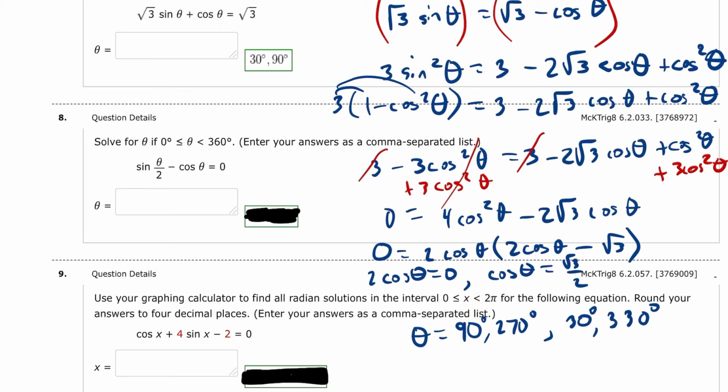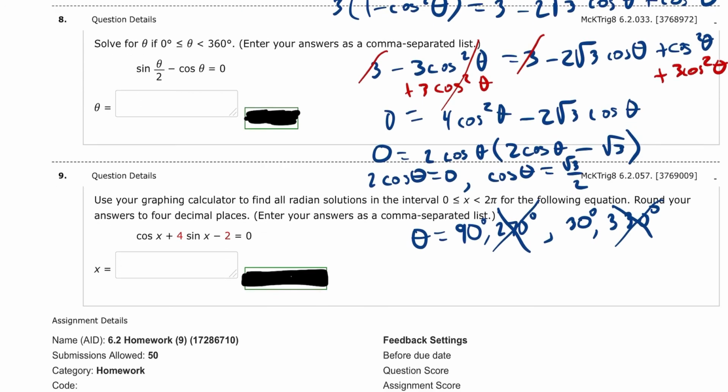If you try to plug in 270, sine of 270 is -1, so that would be negative radical 3. And this would be 0, and as you can see, that is not a true statement. So that's extraneous, and the same thing will happen with 330 apparently. All right, the final two problems.